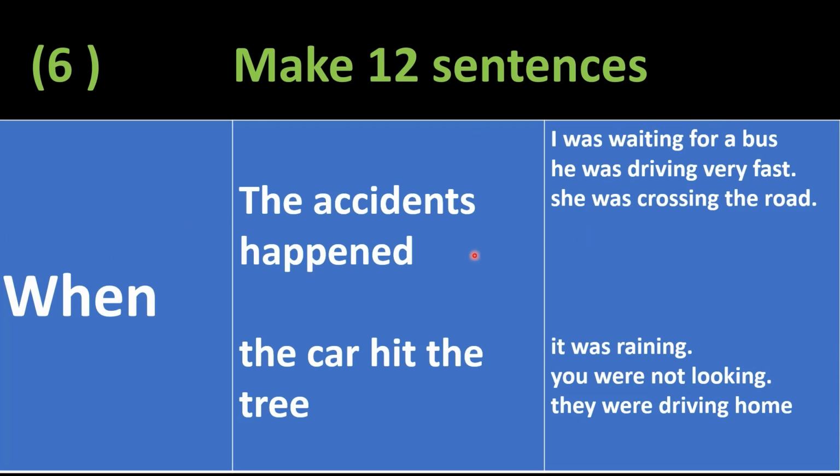When the accident happened, he was driving very fast. When the accident happened, she was crossing the road. When the car hit the tree, it was raining. When the car hit the tree, you were not looking. When the car hit the tree, they were driving home.